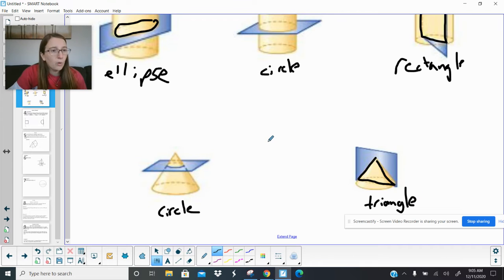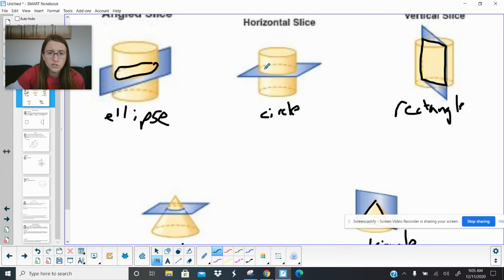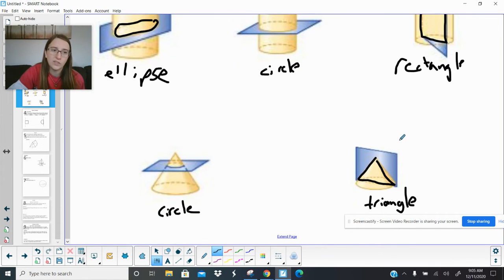So you'll try a couple more on your own in the quizzes. Again, there's some memorization you can do. Any horizontal slice through a cylinder will cause a circle. Any vertical slice like this through a cylinder will cause a rectangle. However, if we can just visualize it, then we can get the right answer. We don't have to memorize.